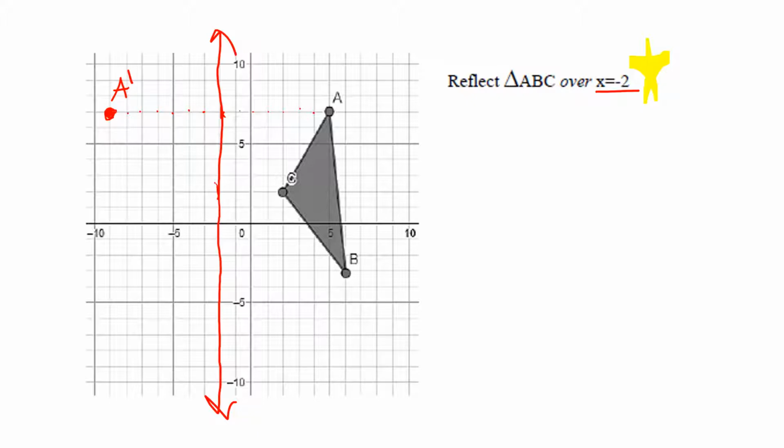And now let's count C. 1, 2, 3, 4. So count 4 in the opposite direction. 1, 2, 3, 4. There's C prime, and let's count B. 1, 2, 3, 4, 5, 6, 7, 8. Count 8 in the opposite direction. Here is B prime. So connect those 3 dots to get your triangle and shade it in for your image.